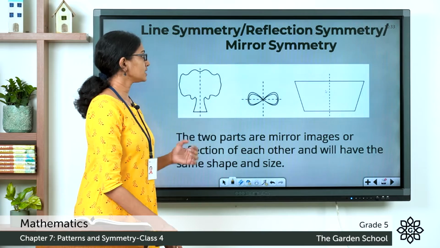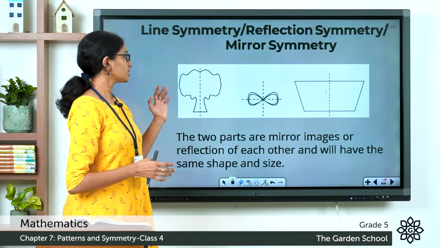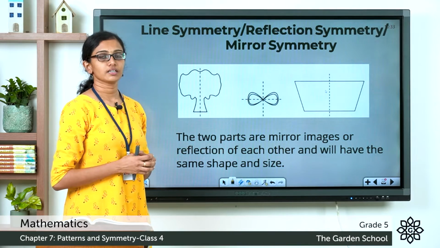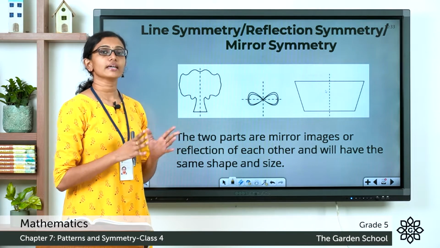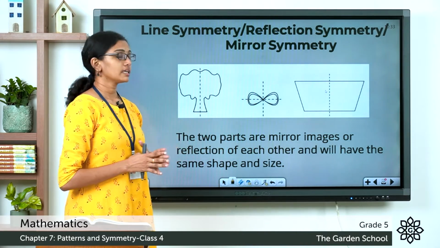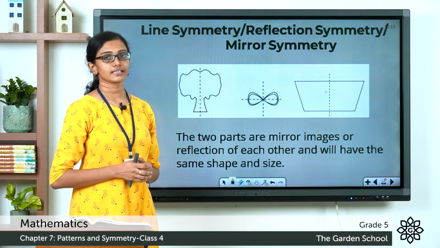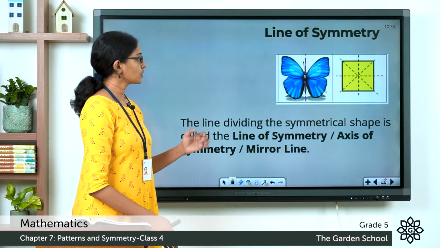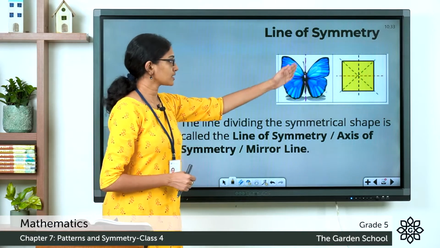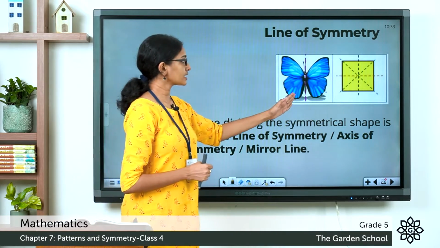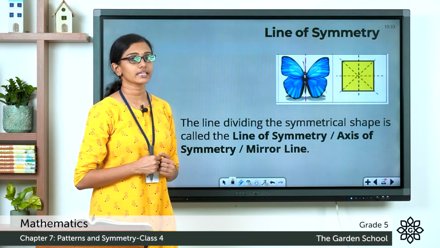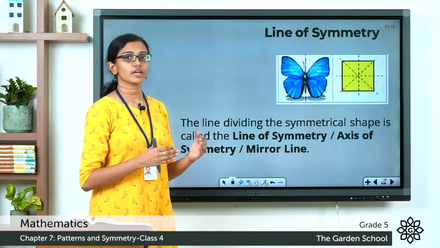And when you fold it or divide it into equal halves, both the halves will be mirror images of each other. Both the images will look exactly like the other half, and also both the images will be equal in shape and size. Now, you see these two pictures given here. First one, a butterfly. You see a line passing through the middle. And there is one line in this picture which divides this picture into two equal halves or identical halves which are same in shape and size.